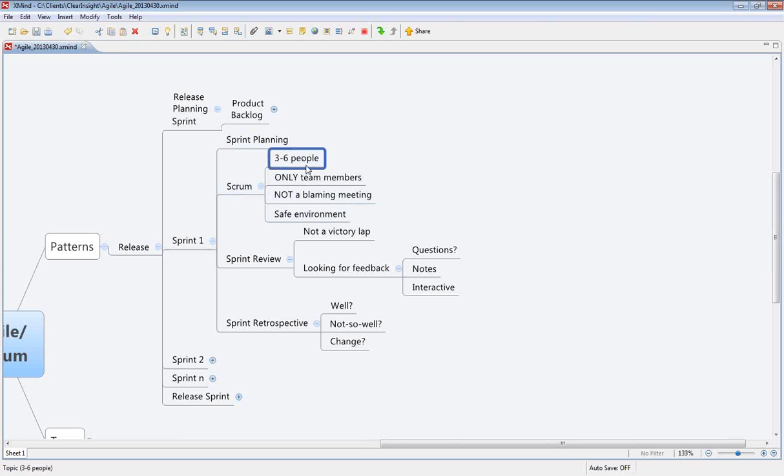A Scrum team is usually 3 to 6 people. It's only team members. And this is the sprint planning meeting. No, we're not blaming in any of these meetings here. And I call that out because there's no point, when we're committed to these stories getting done as a team, we resolve roadblocks, but we don't care. We're not going to go back and be finger pointing because this is a safe environment.